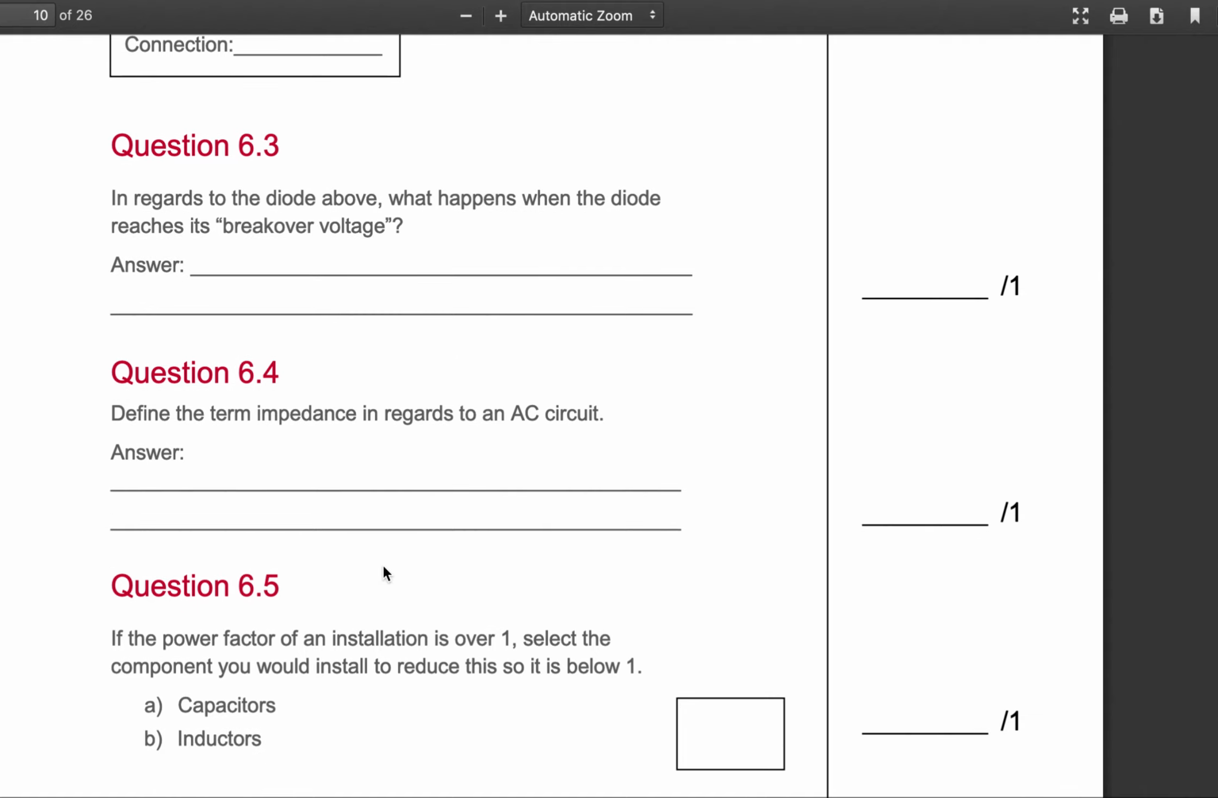Define the impedance of an AC circuit. We've done that. Impedance is the opposition to current flow in an AC circuit. Z equals V over I.